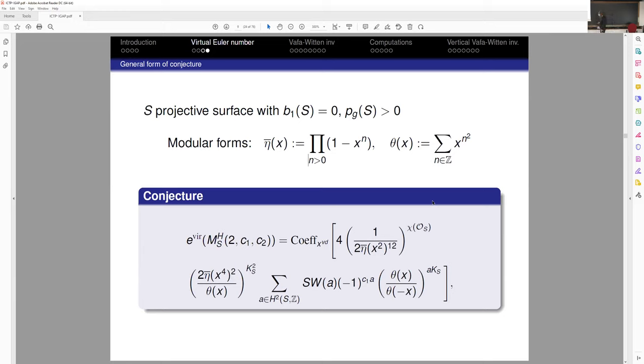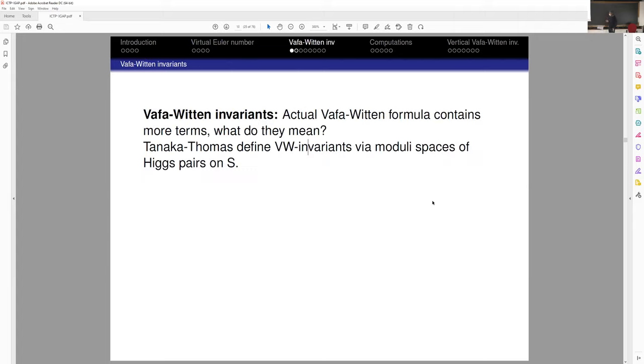So much for this virtual Euler number. Now I want to talk about Vafa-Witten invariants. The point is that I actually lied to you. If you look at the formula of Vafa and Witten, it is not precisely the formula I gave you. There are more terms in it. But these terms are not supposed to correspond to the Euler number of moduli spaces of sheaves on S, but to something else. And the question is, what do they mean?